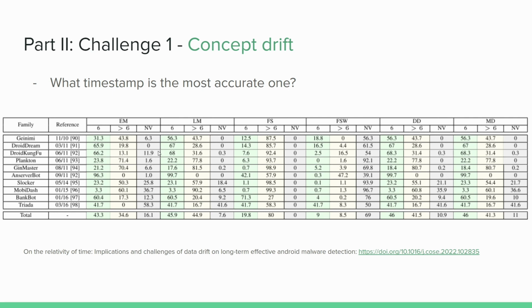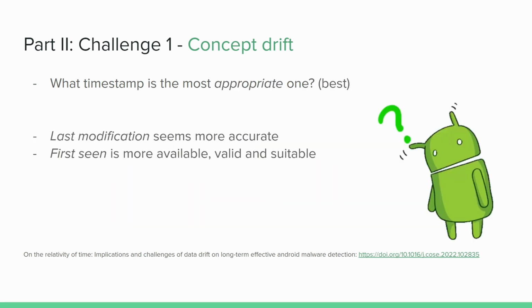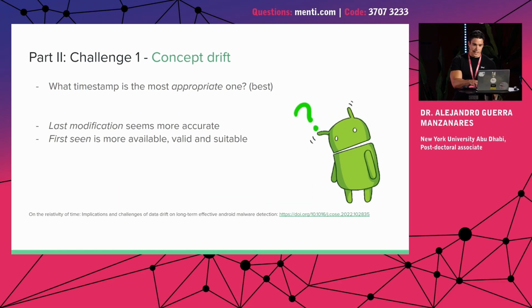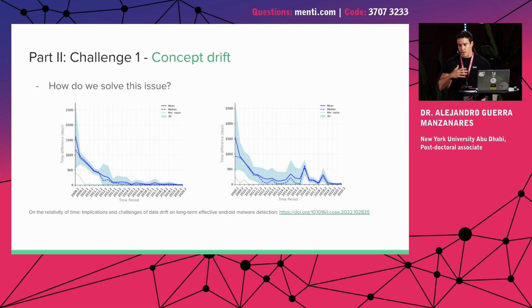And then we found that the last modification was actually pretty reliable, pretty accurate in that sense. Even though the last modification is within the attackers' scope to modify, it was actually not really modified. So we end up with two: last modification and first seen. Last modification seems more accurate in general to locate an application, and first seen is more available, more feasible, and more suitable.